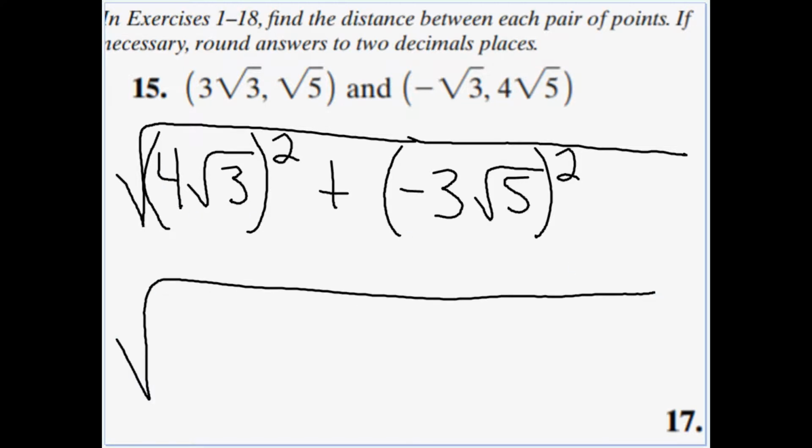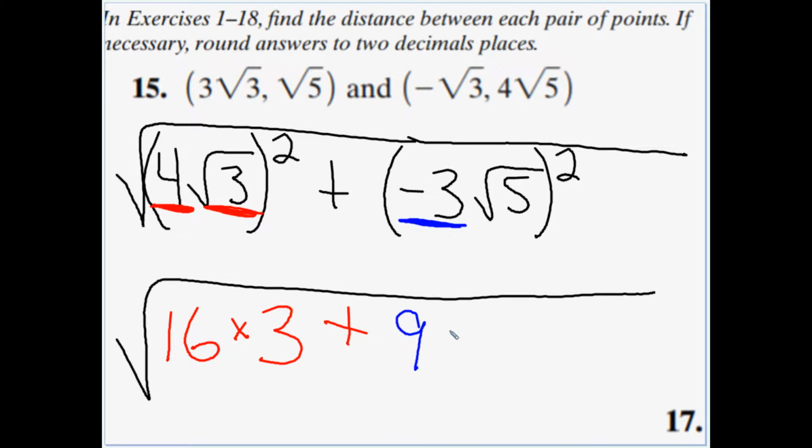We're going to switch to a different ink. We're going to square the 4. 4 squared is 16 times square the radical. Root 3 times root 3 is root 9, or just 3, plus square the negative 3. Negative 3 squared is positive 9, and we're going to multiply that by the root of 5 times itself. Root 5 times root 5 is root 25, or just 5.